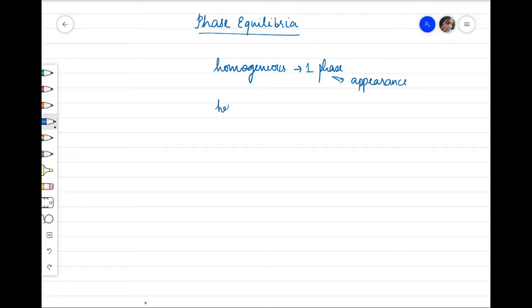Another thing we know is that if we have homogeneous, we also have heterogeneous. A heterogeneous system is a system which consists of more than one phase. Here we are going to look at certain aspects of the equilibria that exist in heterogeneous systems.